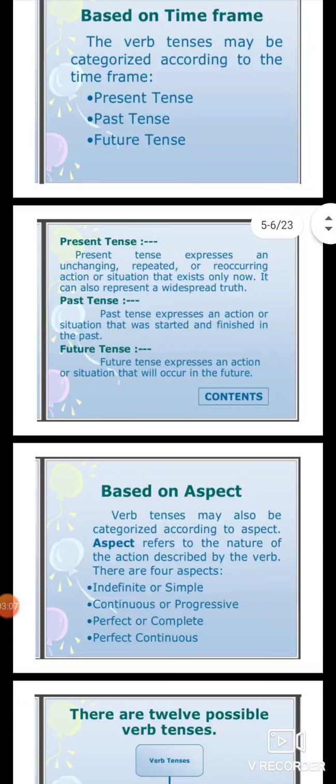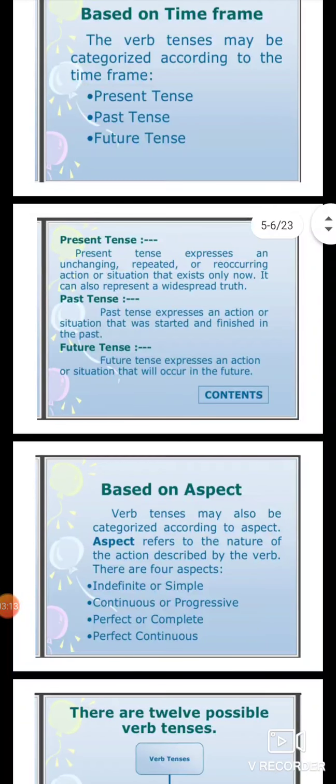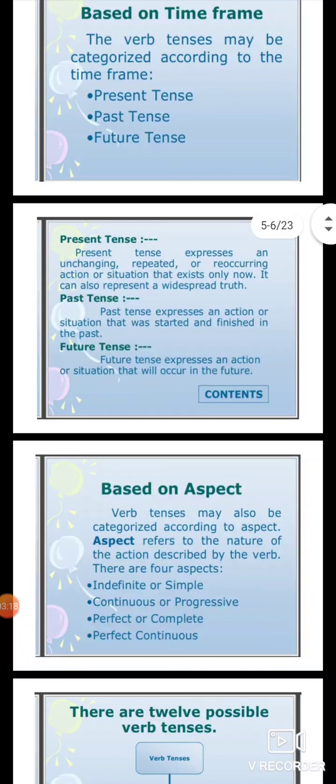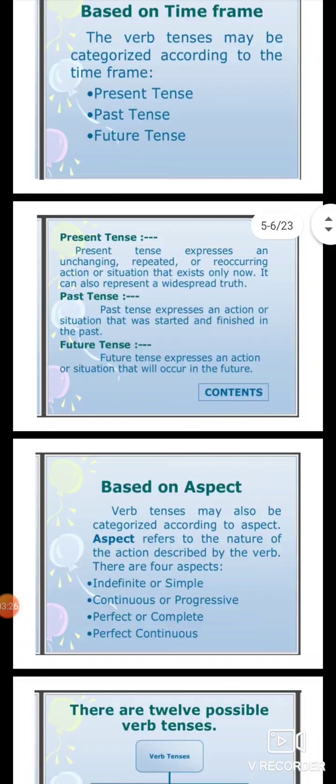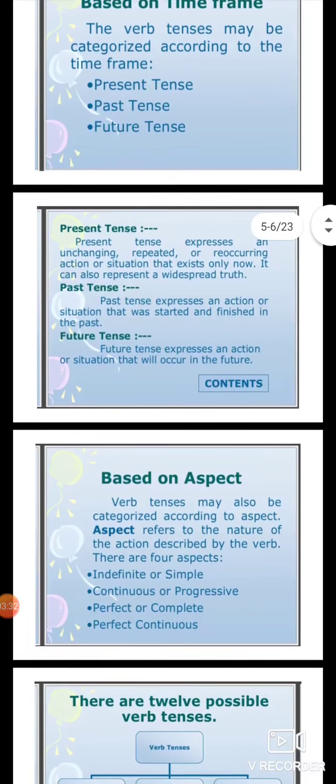It can never be changed. The earth only will revolve around the sun. It is repeating. The earth does not revolve around the sun for a day, but it revolves forever and ever. It is reoccurring, happening again and again. It is a situation that exists in the present and will exist forever. It is a widespread fact that the earth revolves around the sun. So you can give that as an example of present tense.